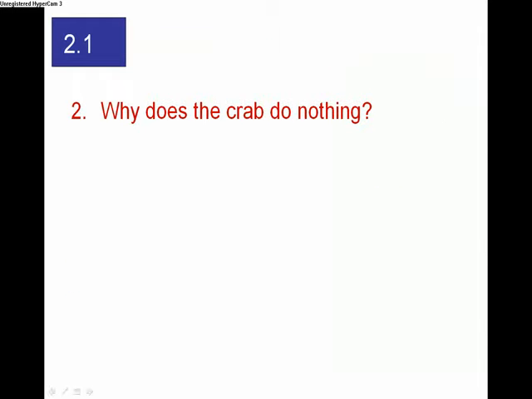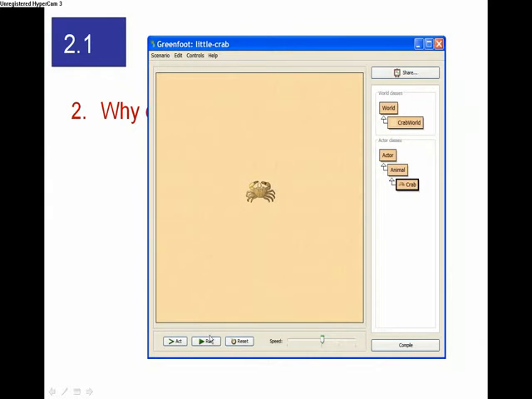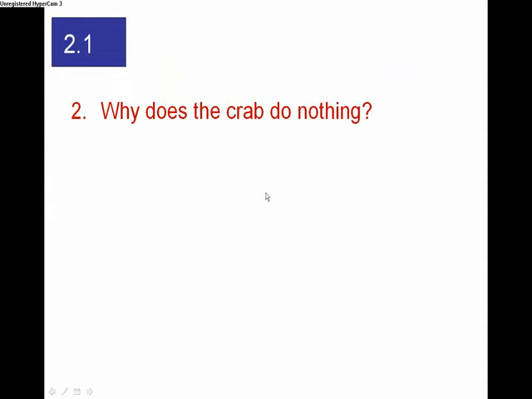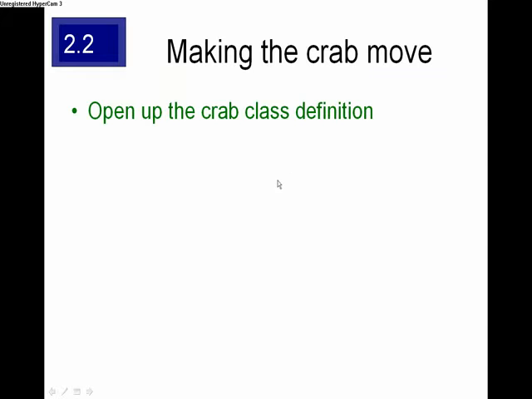Write down what you observe, and then why does the crab do nothing? Well, let's see what happens. So answer that question. Look what happens. We're going to hit run, and the crab doesn't do anything. So your job is to figure out, why is the crab not doing anything when I hit run? Answer that question now. Okay, so we need to make the crab move.